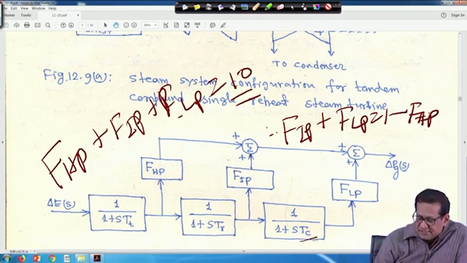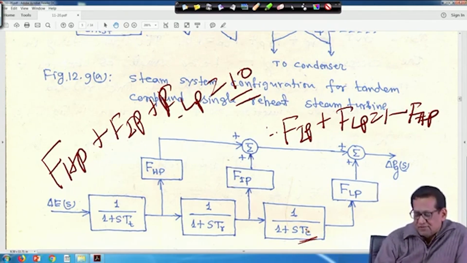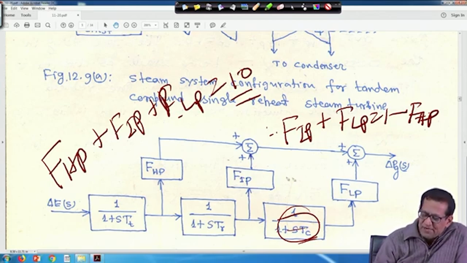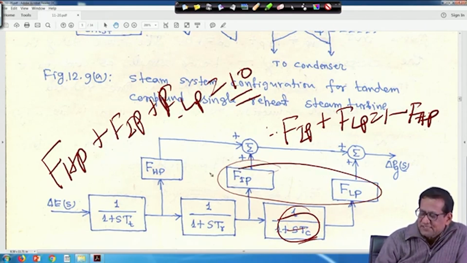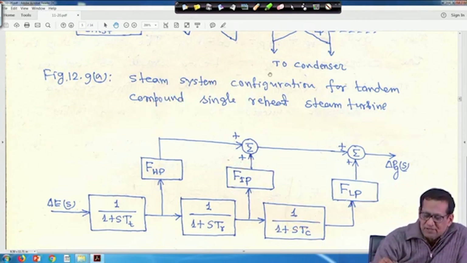Now, this crossover time constant TC is very small, right, so this time constant is neglected. If this is neglected, then it will be FIP plus FLP together, and this is delta PG. Now, FIP plus FLP is equal to 1 minus FHP, right. This is what I am telling. Now, we will go to the mathematical model development, that is the transfer function model, right.